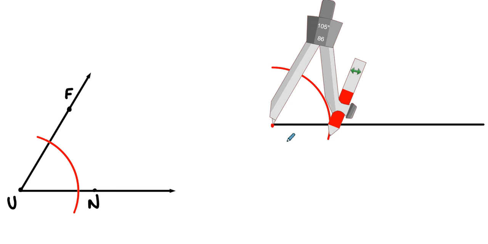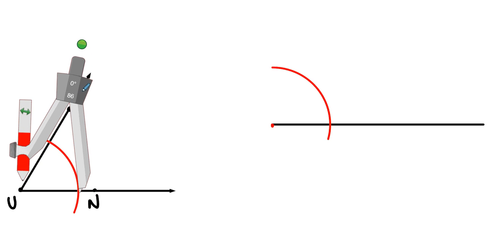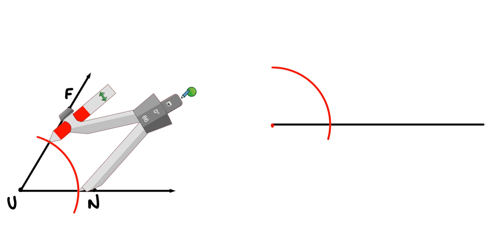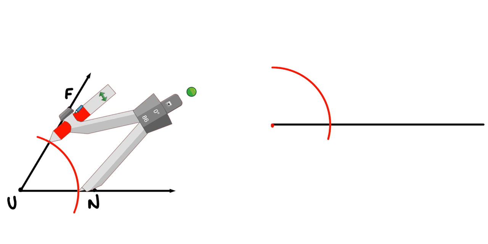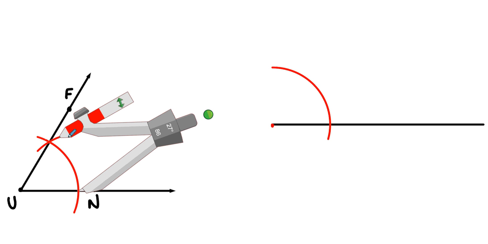So now we're establishing how far away we're going to be from the vertex when we measure our angle. Now we're going to measure how wide the angle is. Compass point here, pencil point there, and we're going to make an arc so the person looking at our work knows that we have made a measurement. We have measured how wide the angle is at that point.